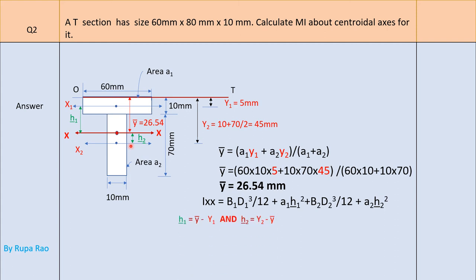Now how do we calculate h1 and h2? h1 will be, now this distance I want, h1 from here to here. So I know this distance, this is y1, which I have shown here, from this reference line up to x1. And from this reference line up to xx is y bar. So from y bar, if I subtract y1, I get h1, this distance. If I subtract this 5 from this 26.54, this small 5, I get h1. So y bar minus y1 is h1. And what is h2? Now from here to here is y bar, and from this x2 up to this reference line is y2. So if I do y2 minus y bar, I get h2. So y2 minus y bar will give me h2.